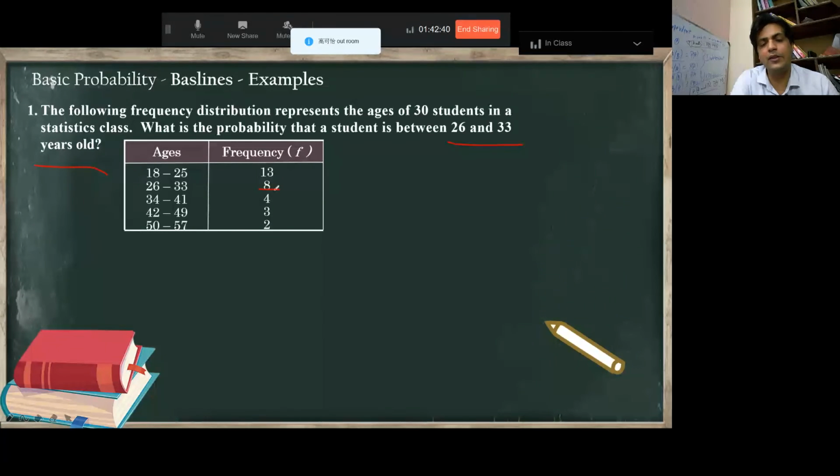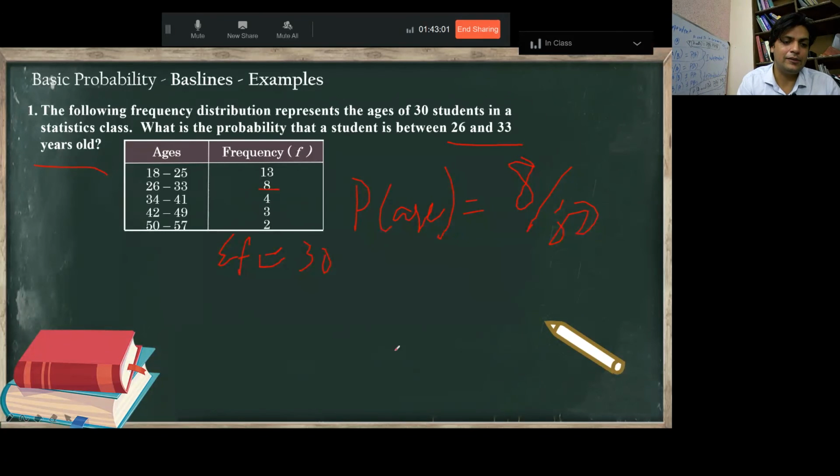8. What is the frequency? 8. We know the empirical rule. What is the sum of f? You have to calculate the sum of f. 13 and 8, 21. 21 and 7, 28, and 2, 30. So what is the probability of this age? 8 by 30. Simple. Why are you not replying to me?